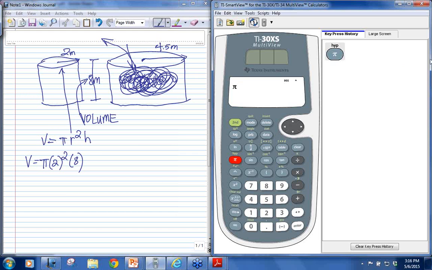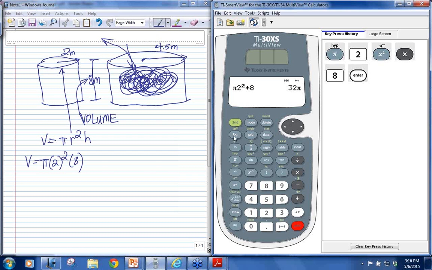Okay, you can immediately enter the radius of 2 and square it. So there's a shortcut for squaring, and that's the x squared button that I just pressed. Okay, and then we're going to multiply it by 8. So some people like doing this. Okay, you will get 32 pi.